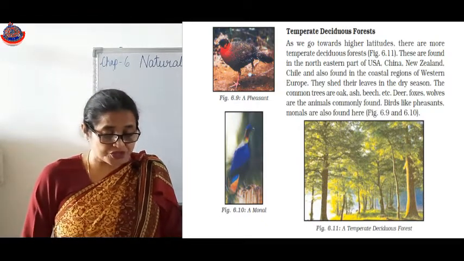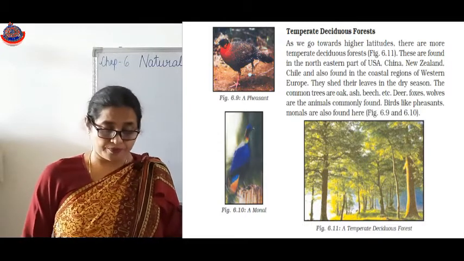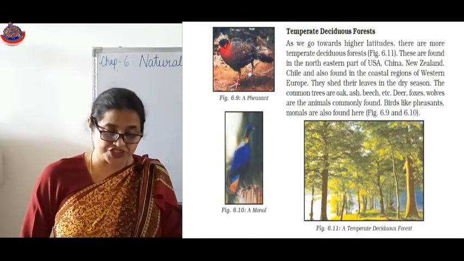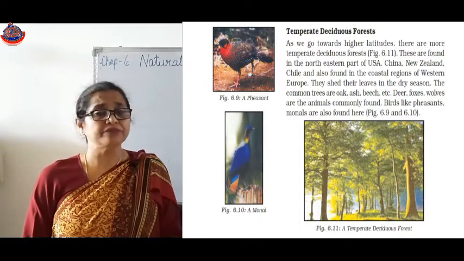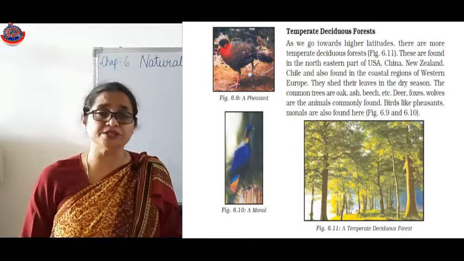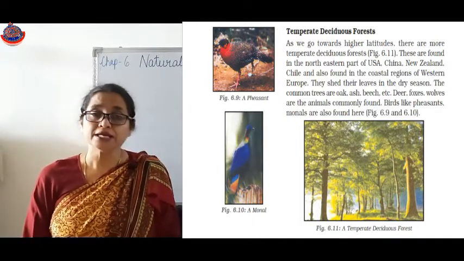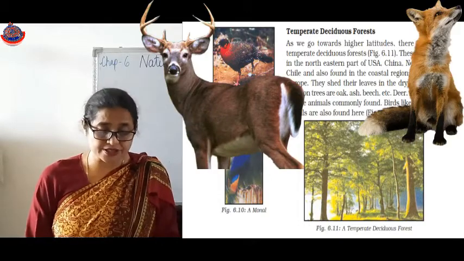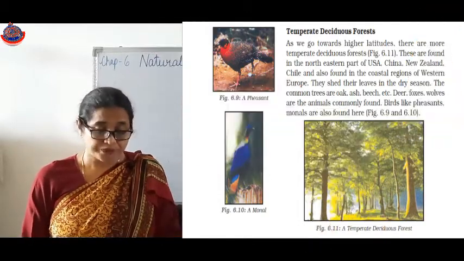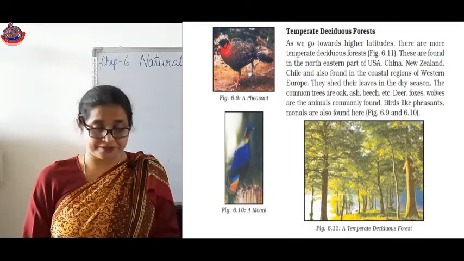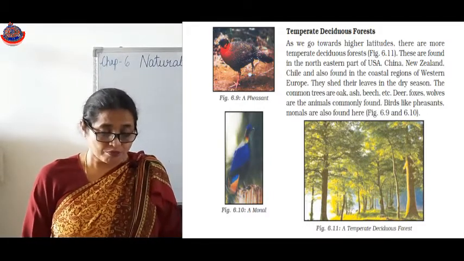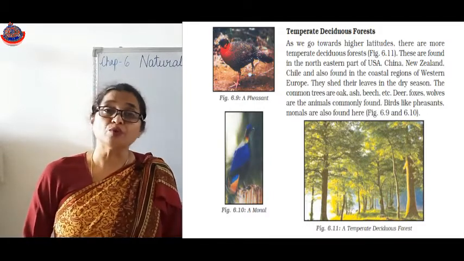The common trees are oak, ash, beech, etc. And the various kinds of animals found here are the deer, foxes, wolves. Now birds like pheasants, monals are found here.